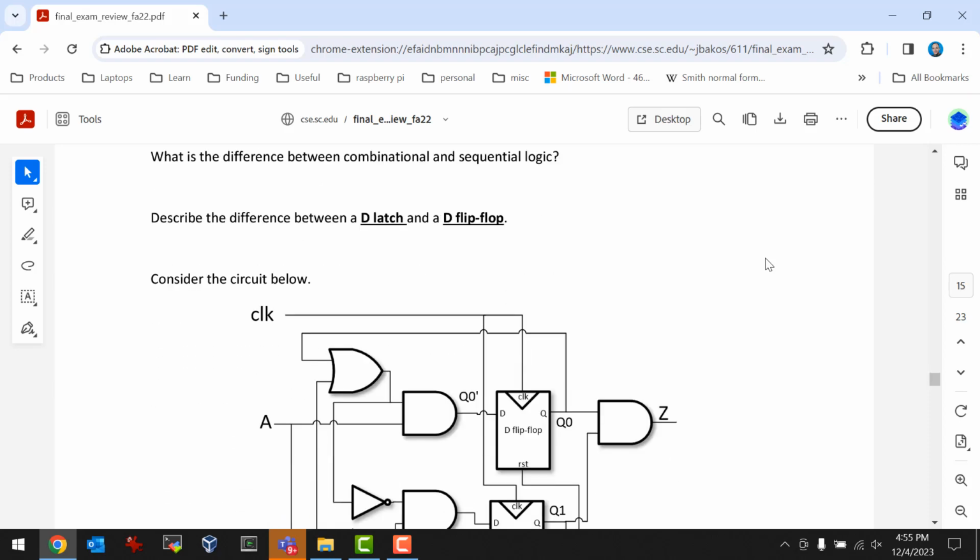All right, sequential logic. What's the difference between combinational and sequential logic? Combinational is a function of its inputs only, whereas sequential logic has memory, so it also includes information about past inputs, potentially, right? Difference between D-latch and D-flip-flop. D-latch uses a level-sensitive clock, and D-flip-flop is an edge-sensitive clock.